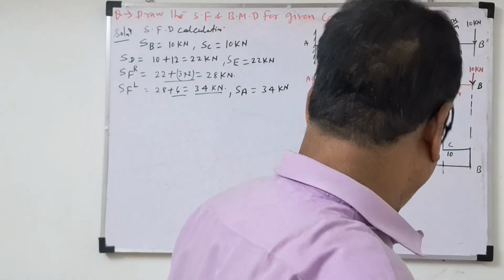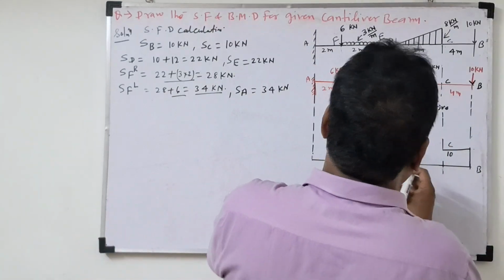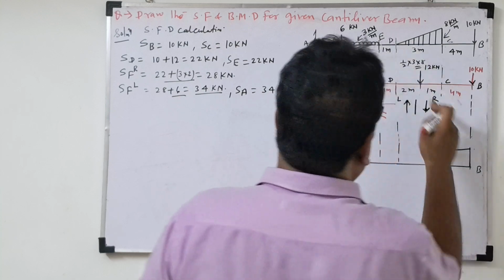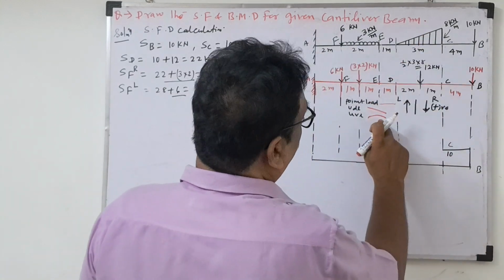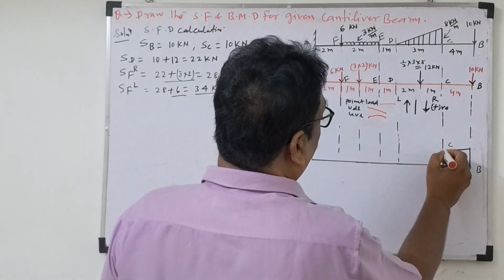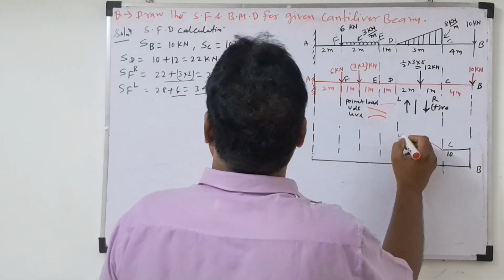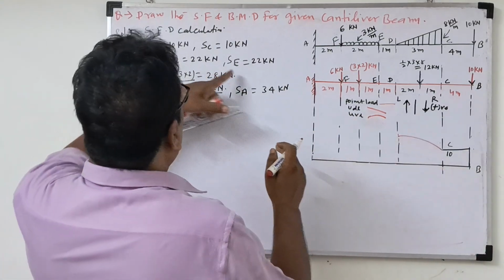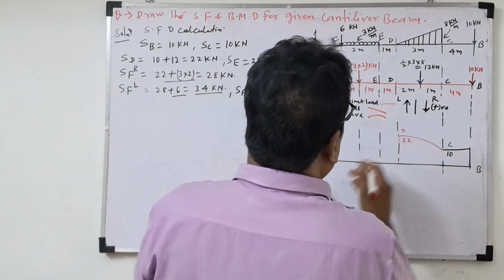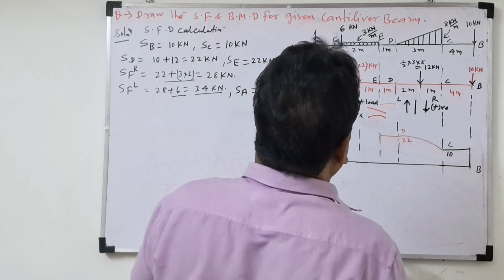So now look here. I will draw at point D. What will be there at point D? UVL is there. Suppose it were UDL, it would be the inclined line, but here we draw the parabola line, the curve line, up to this point. What is this point? D. Shear force at D is 22. Now in between there is no load, so draw the horizontal line between D and E.